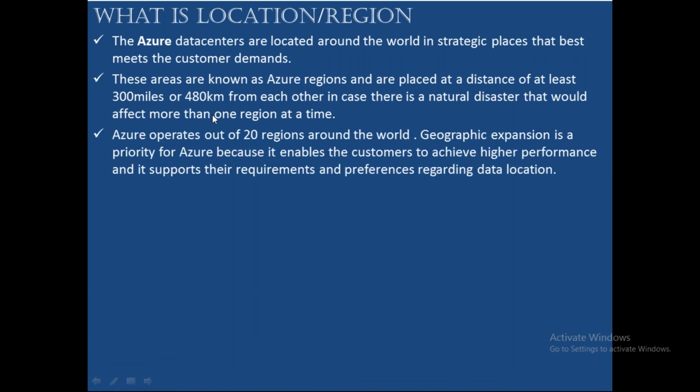Next, Azure operates out of 20 regions around the world. Geographic expansion is a priority for Azure because it enables customers to achieve higher performance and supports their requirements and preferences regarding data location. It is a very simple explanation. For example, if I am reading data from the US, it will take more time. If I have data in India, it will take less time. Why? Because my data is near to me, so I can access it quickly.